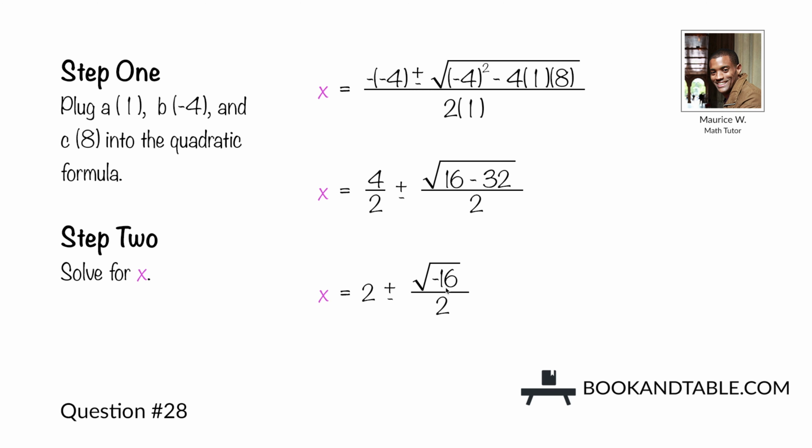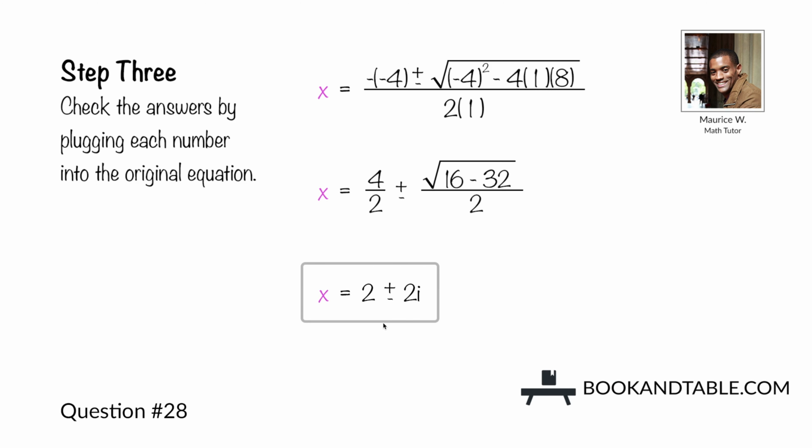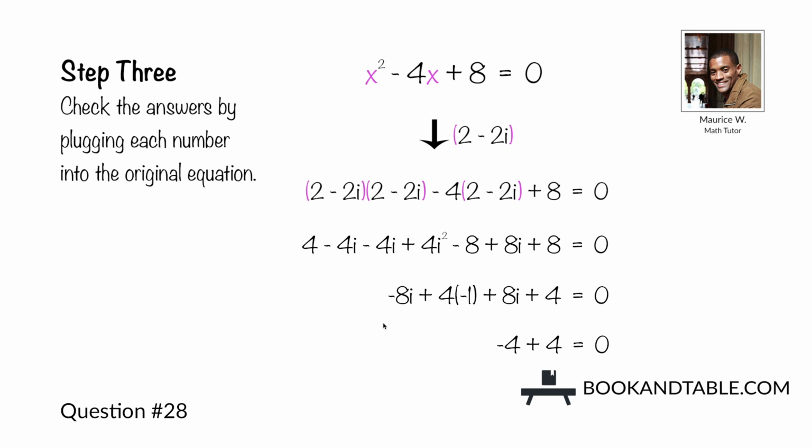The square root of negative 16 is equal to the square root of 16 times the square root of negative 1. The square root of 16 is 4, and the square root of negative 1 is i. 4 divided by 2 is equal to 2. So we get x is equal to 2 plus or minus 2i. And now we want to check the answers by plugging each number into the original equation.